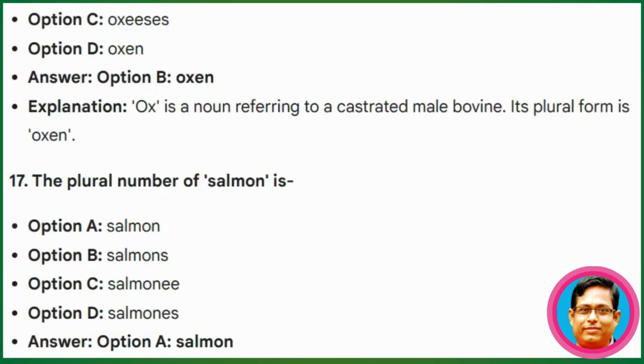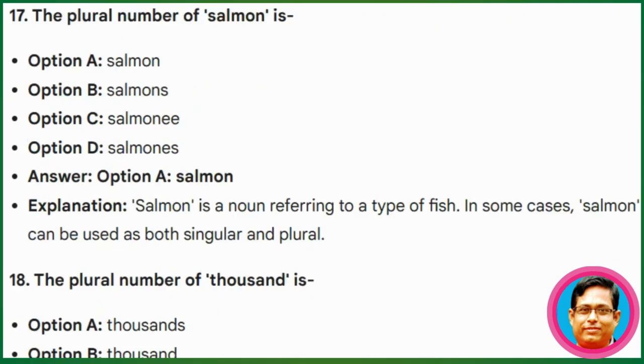17. The plural number of salmon is option A, salmon. Option B, salmons. Option C, salmoni. Option D, salmonies. Answer, option A, salmon. Explanation. Salmon is a noun referring to a type of fish. In some cases, salmon can be used as both singular and plural.